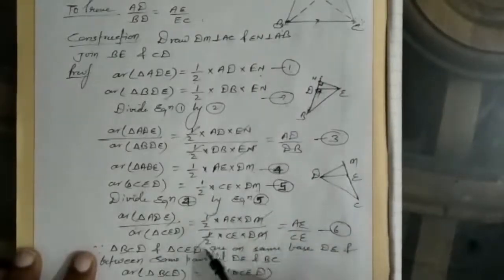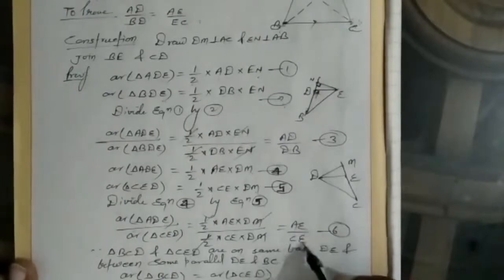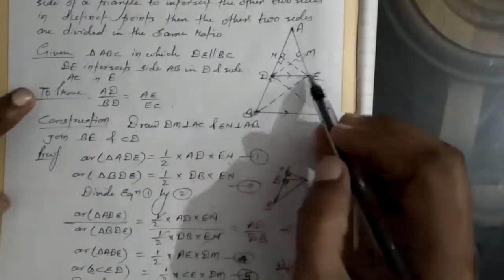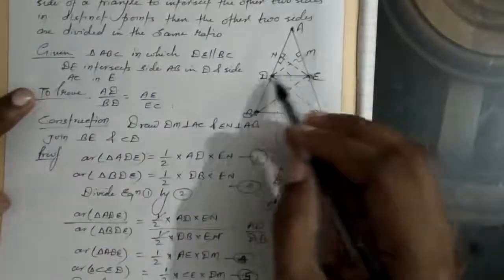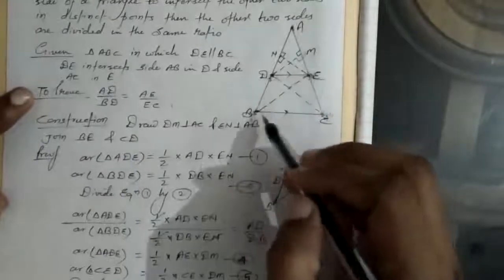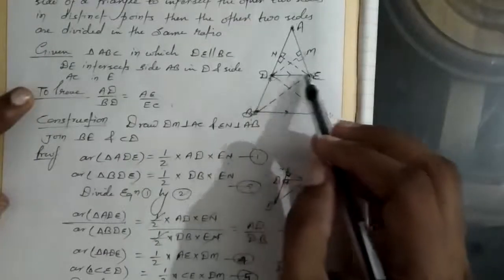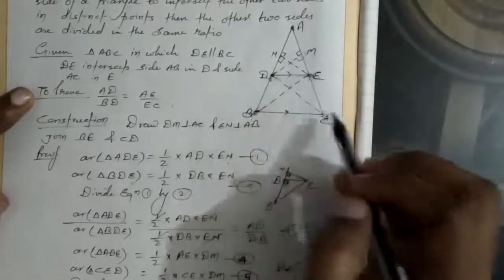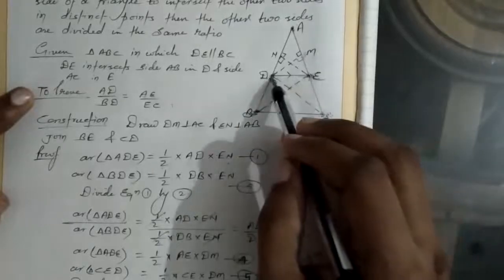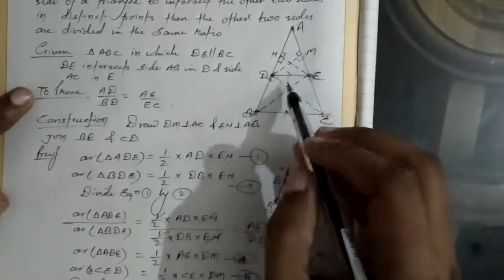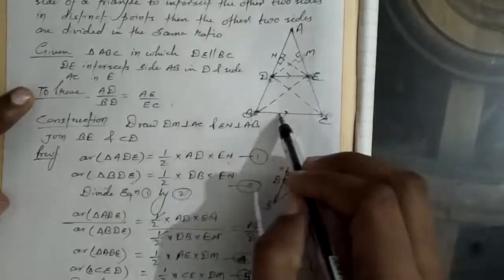DM will cancel and 1 by 2 cancel. You get AE upon CE. Let this equation be 6. Now you can see in triangles BED and CED, these two triangles are formed on base DE. BED and CED are both formed on base DE and between the same parallel lines DE and BC.